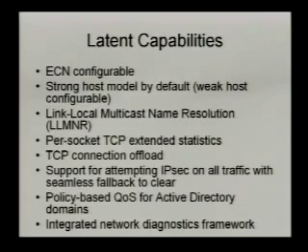You can actually configure the weak host mode as well in environments where that's important. I'll skip over a few of these because I'm trying really hard to get to that last slide in the amount of time I have.